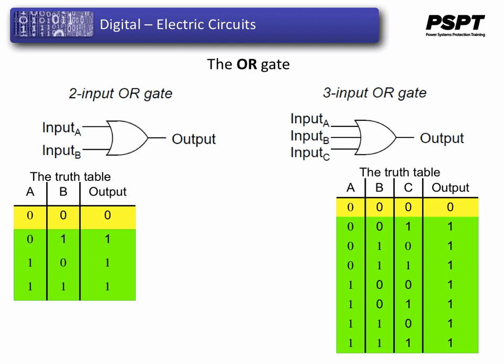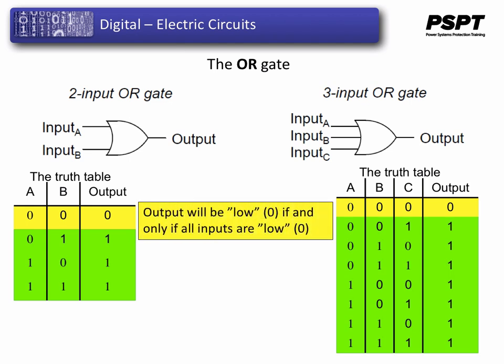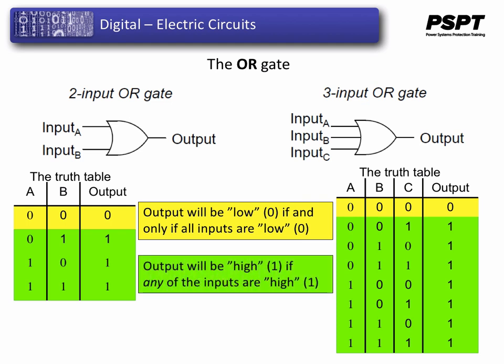It's called an OR gate because the output will be high, a 1, if any of the inputs are high, or a 1. The output will be low, 0, if and only if all of the inputs are low, or a 0.